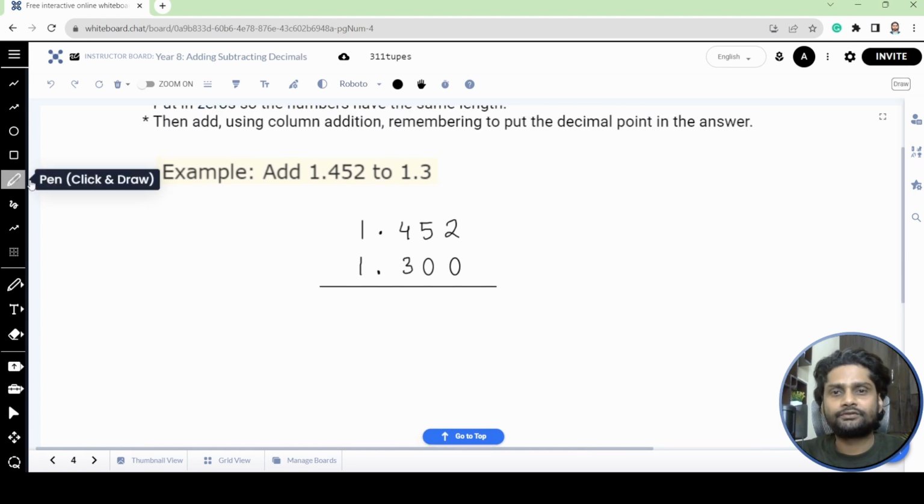So now we can just perform addition as usual. 2 plus 0 is 2, 5 plus 0 is 5, 4 plus 3 is 7, and 1 plus 1 is 2. So is it the right answer? No, dear students, it's still not complete. We have to put the decimal just underneath the decimal. Then we got the right answer, 2.752. Let's take one more example.